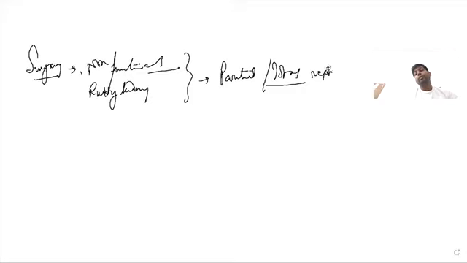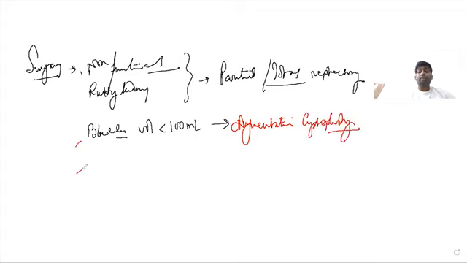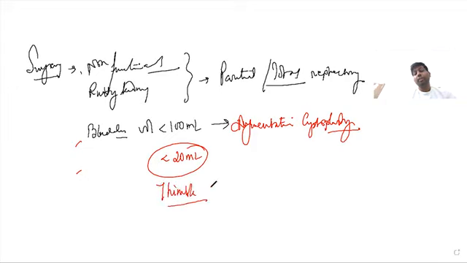Partial or total nephrectomy. In case of the bladder, if the bladder capacity becomes less than 100 ml, we go for augmentation cystoplasty, where we increase the volume of the bladder by using intestines and all. But if the bladder volume is less than 20 ml, this condition is known as thimble bladder.